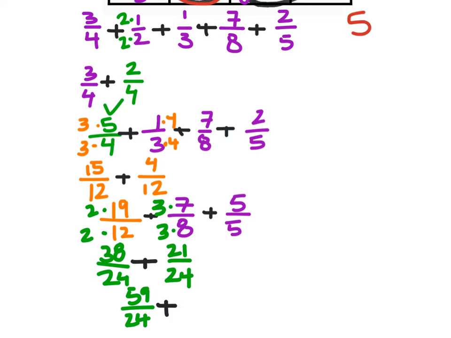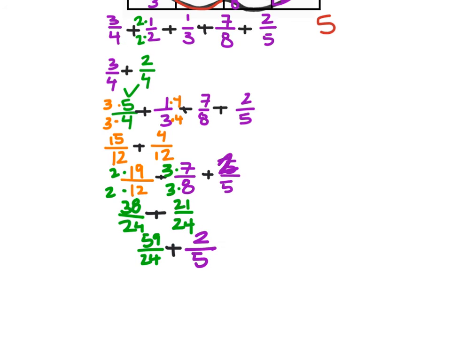And again, I know this is looking pretty ugly, and that's not supposed to be 5 right there. Sorry, I miscopied that. It's a 2/5 right there. All right, now I have two very different denominators. So 59 24ths and 2/5. Now, I'm not very familiar with my 24 times tables to find a common multiple with 5.